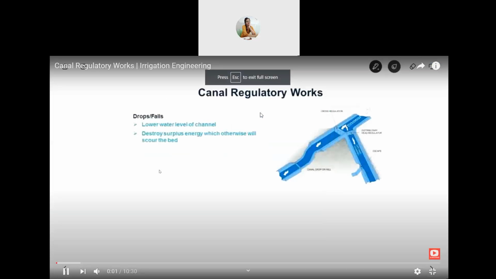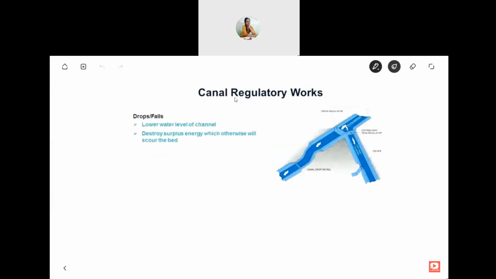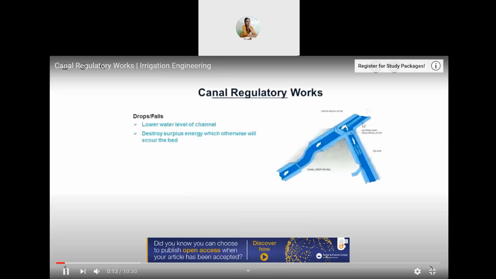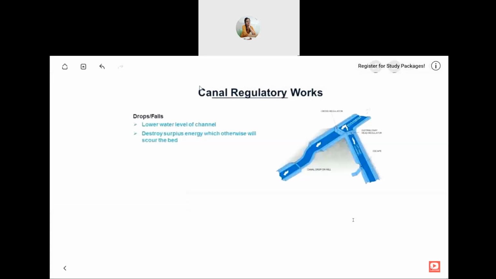In this video, we will see about canal regulatory works. Especially, we will see about canal falls and canal escapes in detail. So, what is canal regulatory work? It is nothing but when a canal is there, you provide some regulation work so that you can control the amount of water passing into it. So, some sort of how you control everything. So, that comes under regulatory canal works.